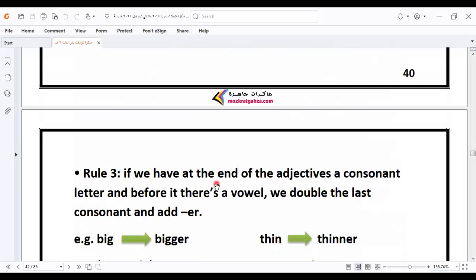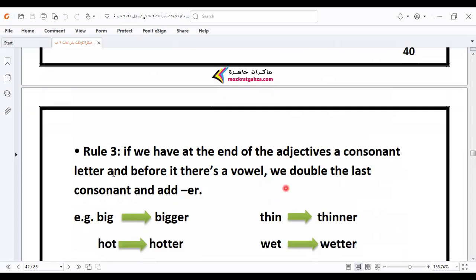If we have a consonant letter at the end of the adjective, like this, we have big, bigger, hot, hotter, thin, thinner, wetter. Here is the vowel before the last letter. So what do we do when we have a vowel before the last letter? We make the last letter double, like this: thinner, wetter, bigger, and hotter.